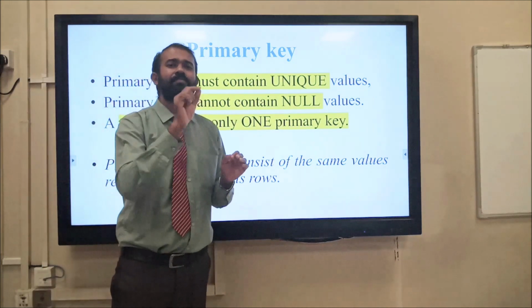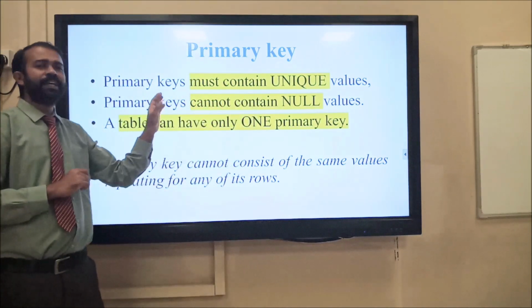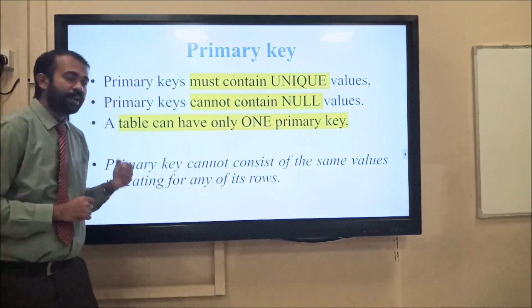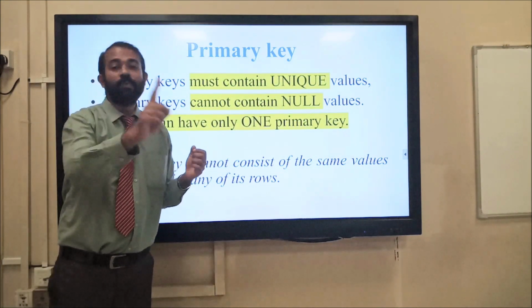So these are the three important points when we are considering a primary key. The primary key must be a unique value. It should not be a null value. And third one, a table should have one primary key.